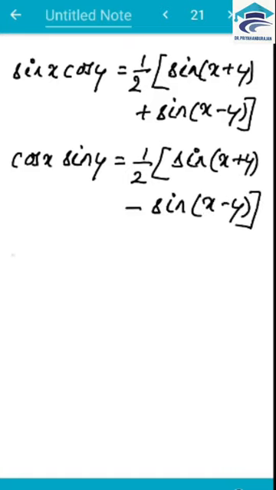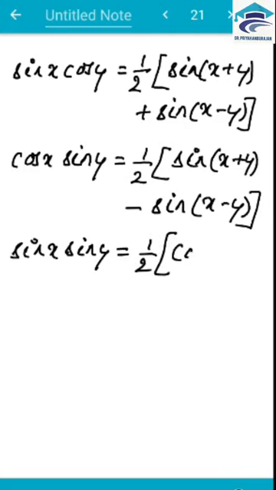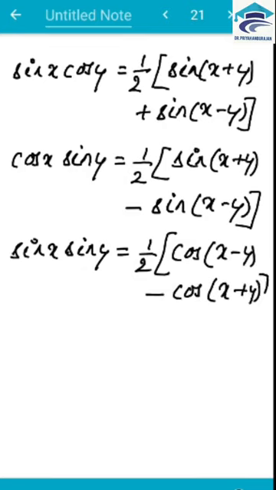And we'll write the other combinations also. It is sin x sin y. So this is equal to half, cos of (x minus y) minus cos of (x plus y).